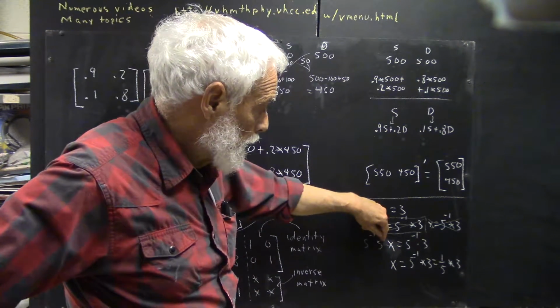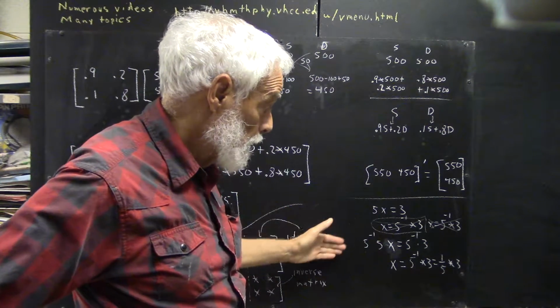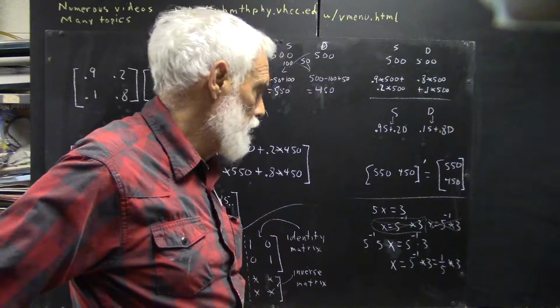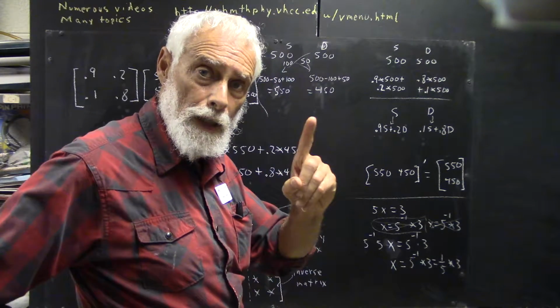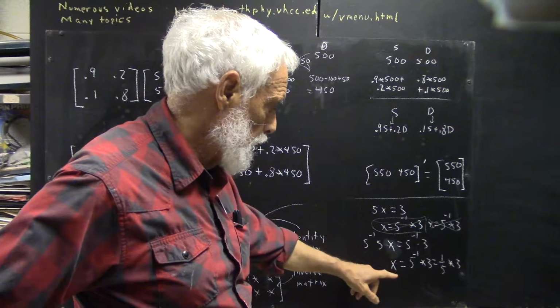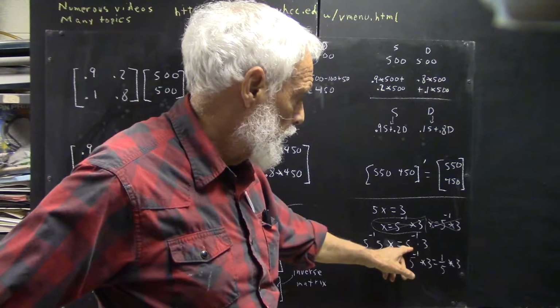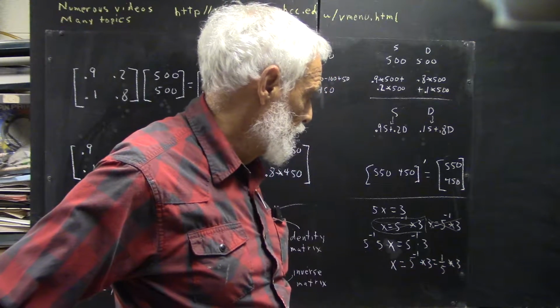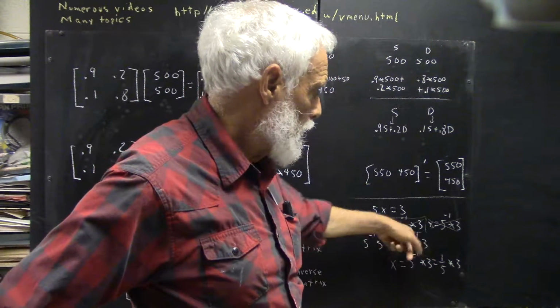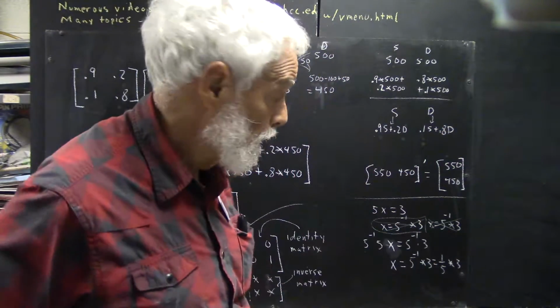5 to the negative 1 times 5. Since this is the multiplicative inverse, we know that the multiplicative inverse times the number itself gives us the identity, which is 1. So we get 1 here, so we don't have to write anything. We just know that's x. On the other side, we get 5 to the negative 1 times 3. And now we can say, okay, 5 to the negative 1 is 1/5. We multiply that by 3, we get 3/5, and that's our solution.